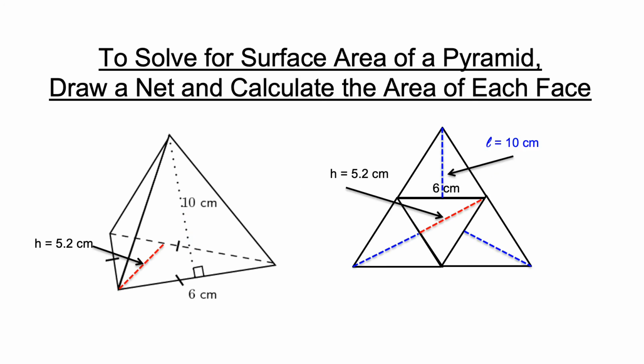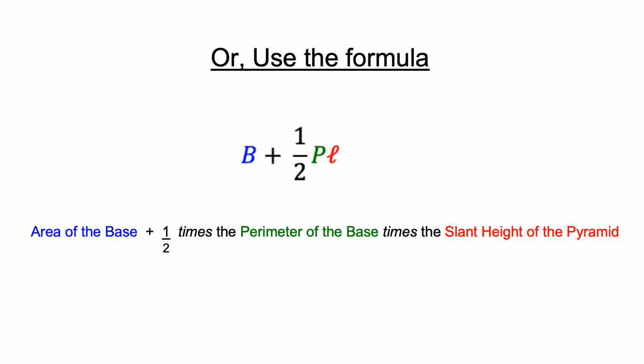To solve for surface area of a pyramid, we can draw a net and calculate the area of each face, or we can use this formula, the area of the base plus 1/2 times the perimeter of the base times the slant height of the pyramid.